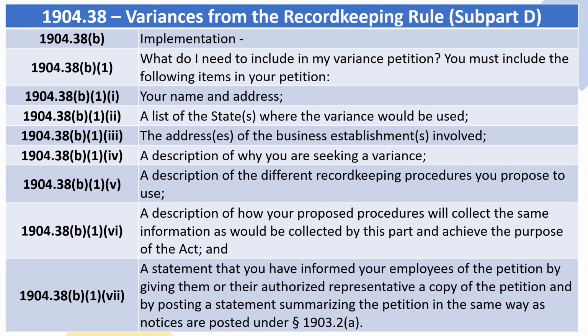1904.38(b), Implementation. 1904.38(b)(1): What do I need to include in my variance petition? You must include the following items in your petition. 1904.38(b)(1)(i) through (b)(1)(vii): your name and address, a list of the states where the variance would be used, the addresses of the business establishments involved, a description of why you are seeking a variance, a description of the different record-keeping procedures you propose to use, a description of how your proposed procedures will collect the same information as would be collected by this part and achieve the purpose of the Act, and a statement that you have informed your employees of the petition by giving them or their authorized representative a copy of the petition and by posting a statement summarizing the petition in the same way as notices are posted under Section 1903.2(a).